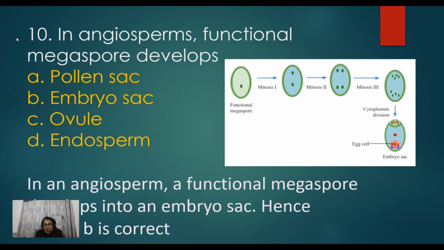Moving to the last question, in angiosperms, the functional megaspore develops into either pollen sac, embryo sac, ovule, or endosperm. We have already discussed in one of our previous questions that the megaspore is going to form the embryo sac or the female gametophyte, right? So obviously here the correct option will be the embryo sac, and you can see the picture here. This is formed as a result of megasporogenesis. Four megaspores are formed, three degenerate, and one is functional, which actually forms the embryo sac, right?